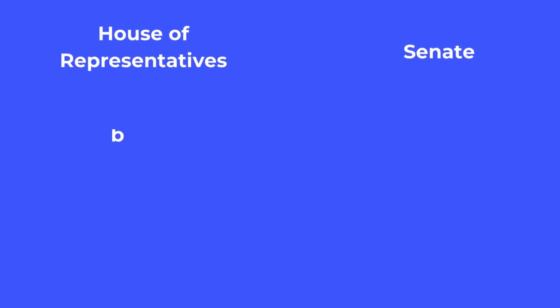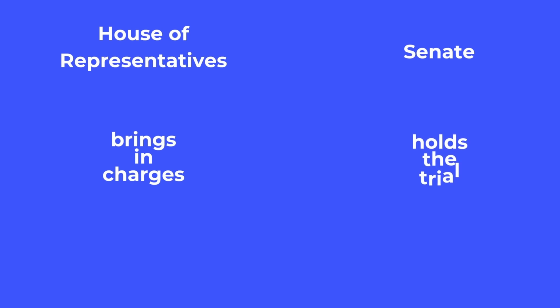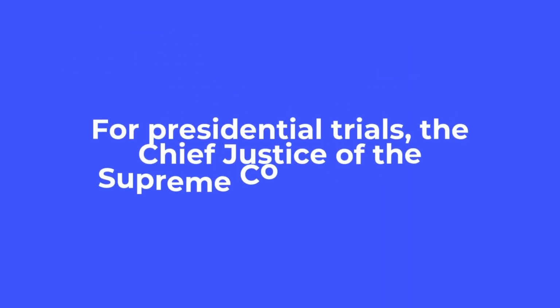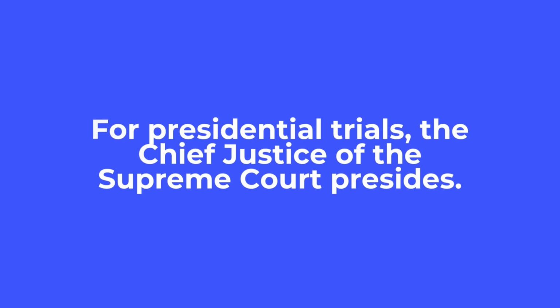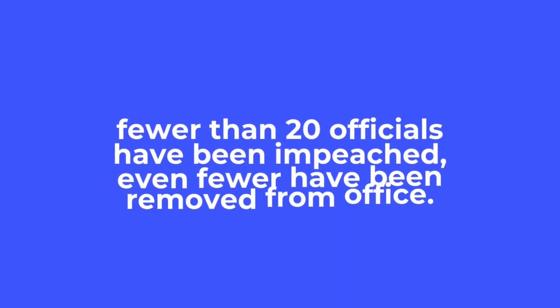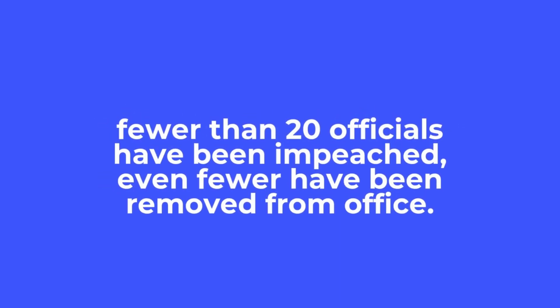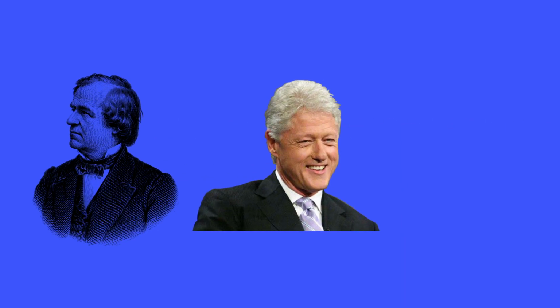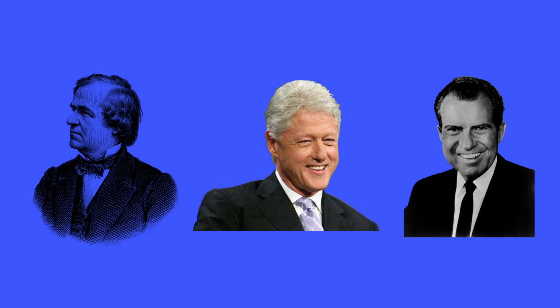The House brings the charges. If a federal official is impeached, the Senate holds the trial. For presidential trials, the Chief Justice of the Supreme Court presides. Historically, fewer than 20 officials have been impeached, and even fewer have been removed from office. Notably, Andrew Johnson and Bill Clinton were impeached by the House but acquitted by the Senate. Richard Nixon resigned before he could be impeached.